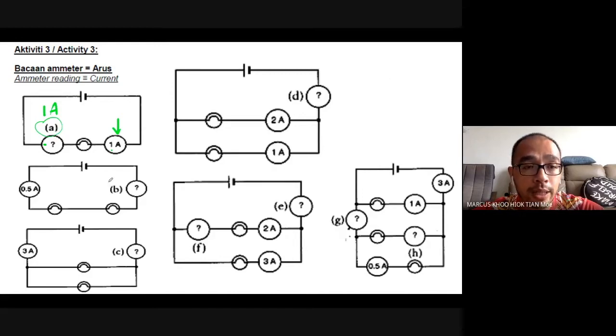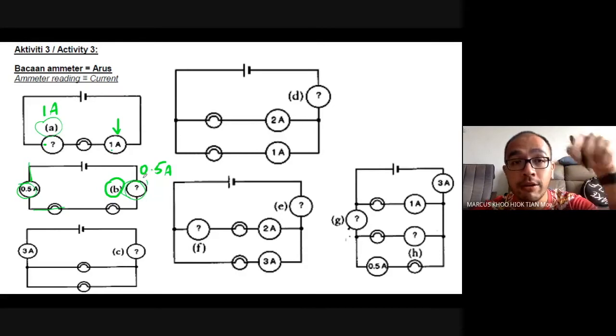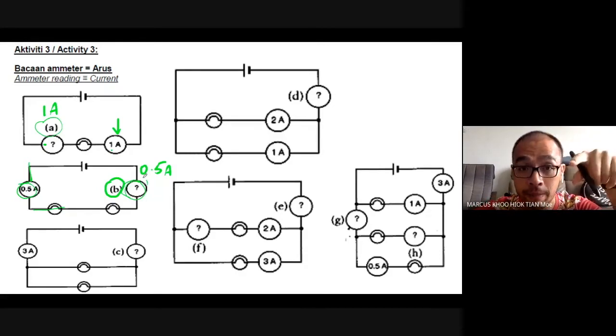Okay, question B. Current flows through here 0.5 amps. After it flows through 2 light bulbs, what is the current reading over here? The current reading over here will be 0.5 amps, because it is in series. In series, the current is the same. Okay, in parallel, the current is divided.